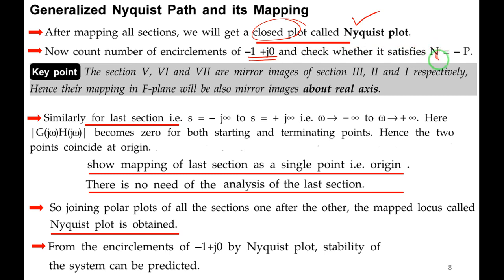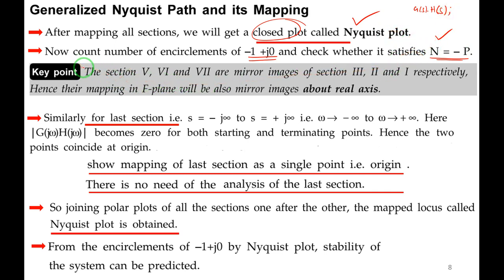How? That is by the stability criterion N equal to minus P, right? If the number of encirclements N is equal to minus P, then I'll say the system is stable, because this is the stability condition, N equal to minus P. This P indicates the number of open loop poles which are lying in the right half of the S plane of the given open loop transfer function G of s into H of s. We will solve a numerical, you will understand very clearly all those things, right?